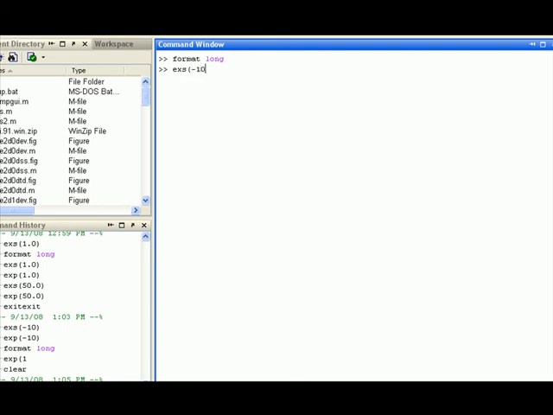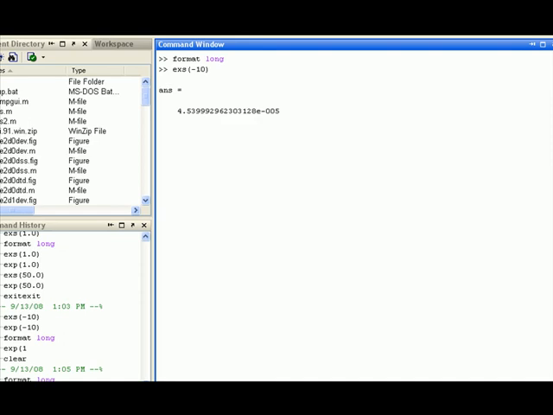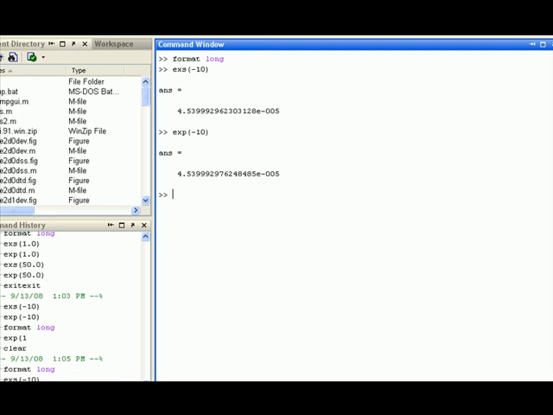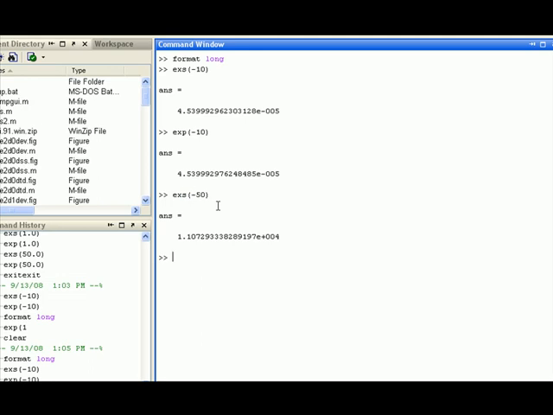Let's try minus 10. Compare that to the system function, and it's relatively accurate, but notice that it's only accurate to about 7 decimal places, and after that it's not close. So let's try minus 50 and compare that to the system function at minus 50.